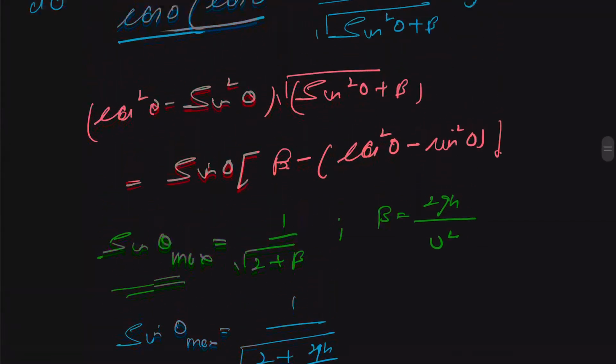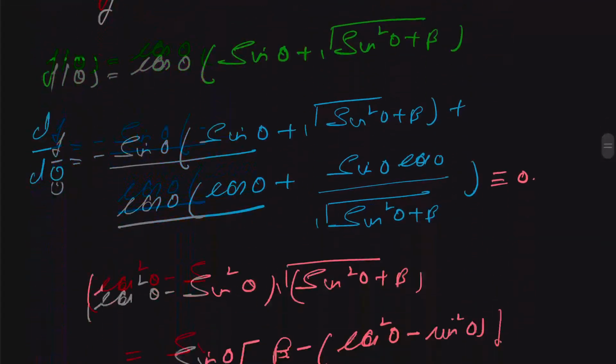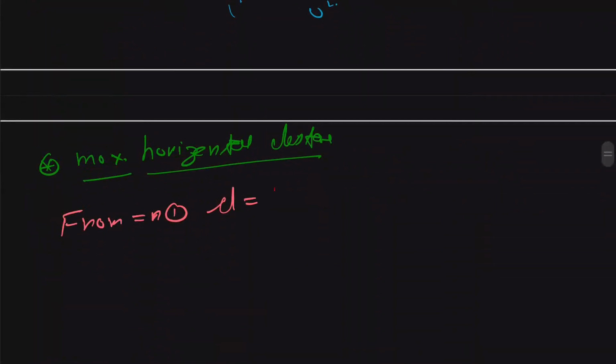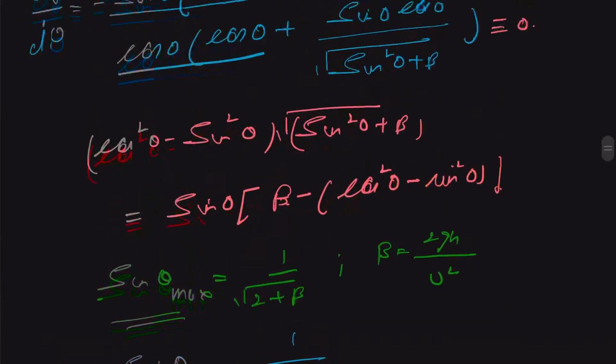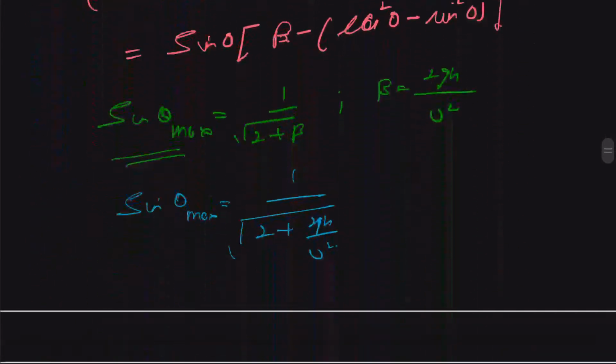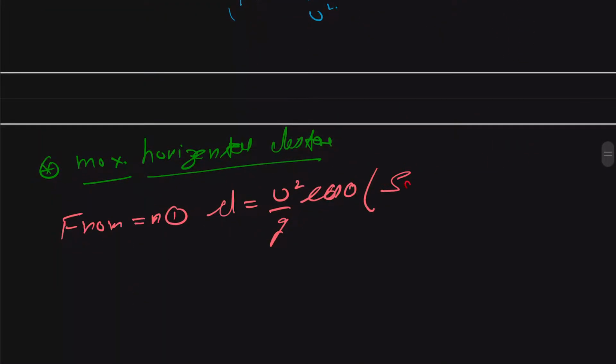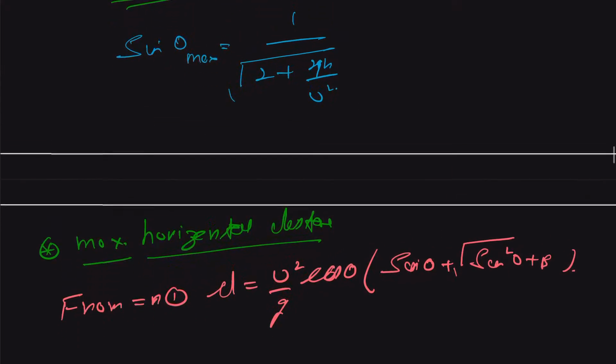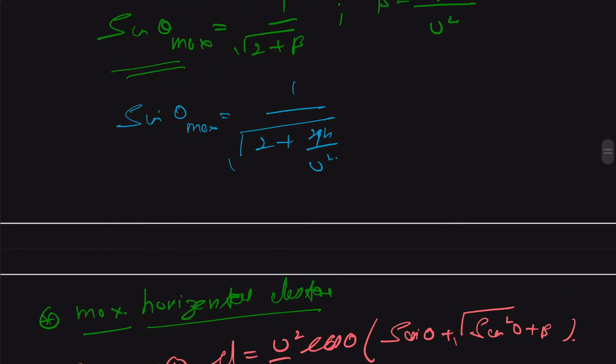our d is equal to v square by g cos θ, and this is our sine θ plus the square root of sine square θ plus β. And we already know our sine θ. From here we can find out our cos θ.